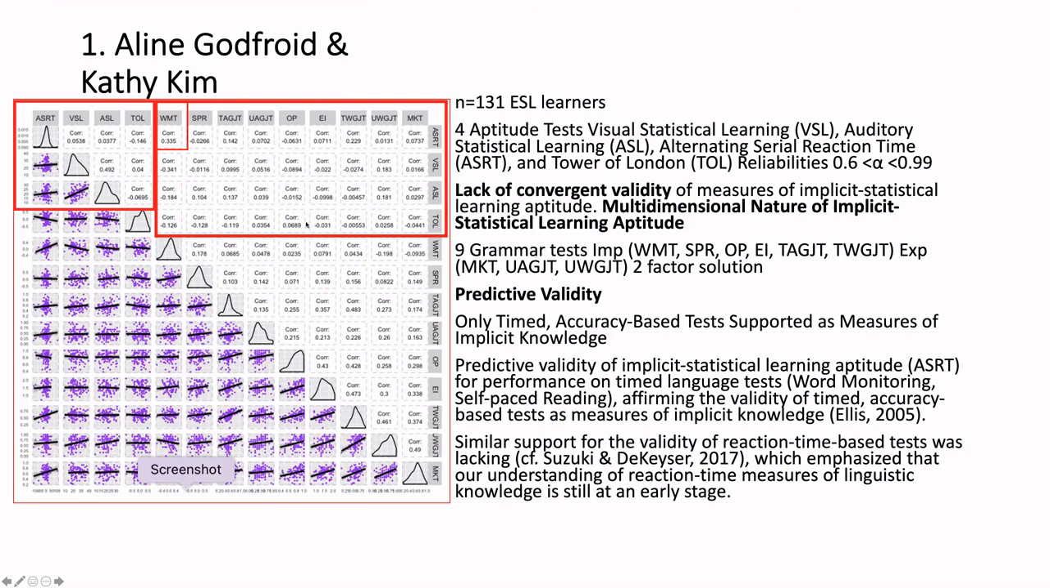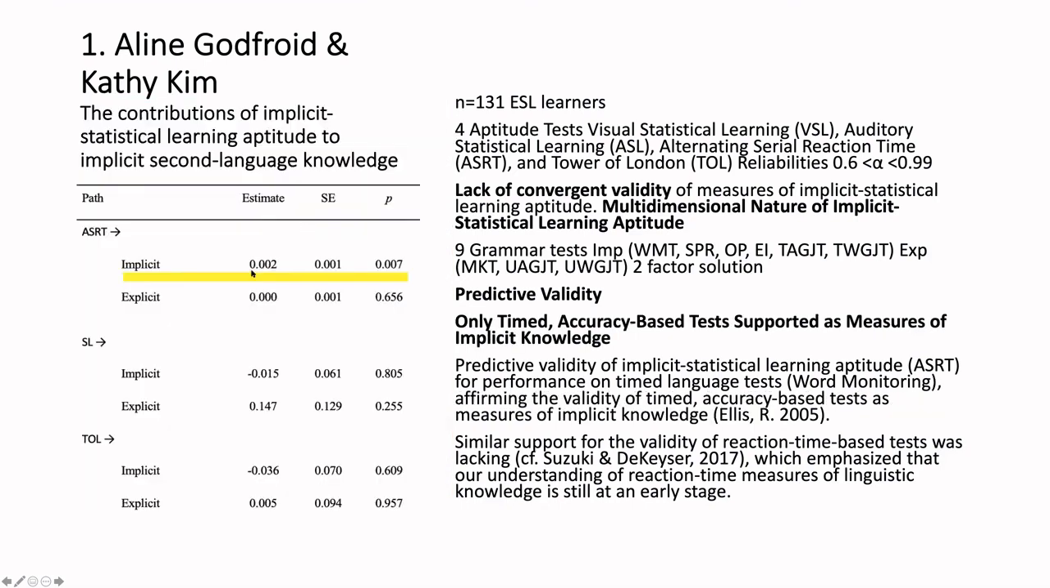When they pooled the language knowledge tests and had two factors of language knowledge, an implicit and an explicit factor of language knowledge, the serial learning aptitude tests didn't do anything. The Tower of London didn't do anything. The only thing that was there is an association between ASRT and this implicit factor.